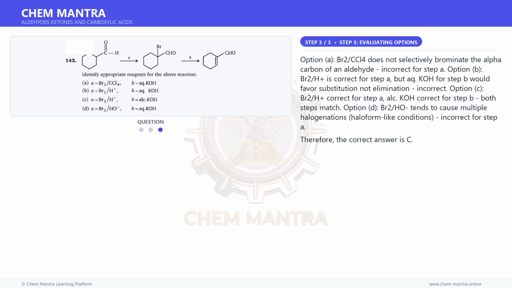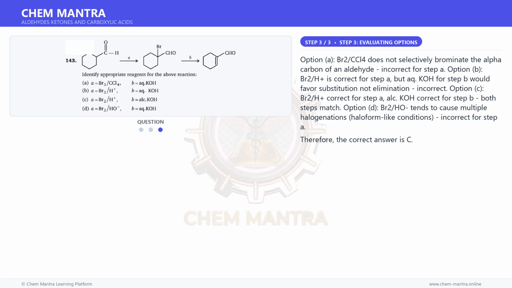And for the final step, option A. Br2/CCl4 does not selectively brominate the alpha carbon of an aldehyde. Incorrect for step A. Option B. Br2/H+ is correct for step A, but aq. KOH for step B would favor substitution, not elimination.